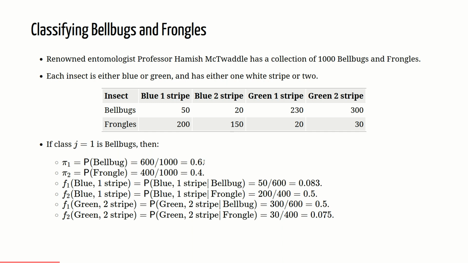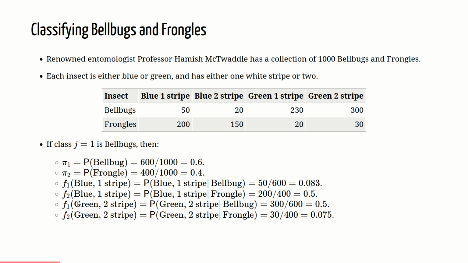And the reason for that is, suppose we'd only seen 5 frongles, right? Oh, well, maybe, let's say 10 so that the numbers work out better. So say we'd only observed 10 frongles, and we'd observed 990 bellbugs. Then bellbugs are way more common than frongles. So even though blue 1 stripe frongles make up half of the frongles, and blue 1 stripe bellbugs only make up a small percentage of the bellbugs, because there's so many bellbugs, that small percentage is going to overwhelm the large percentage of the very small number of frongles. Right? So we can't use these probabilities directly. We have to account for the prior probability.